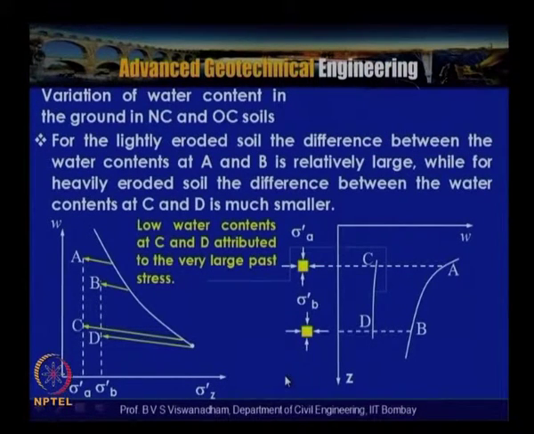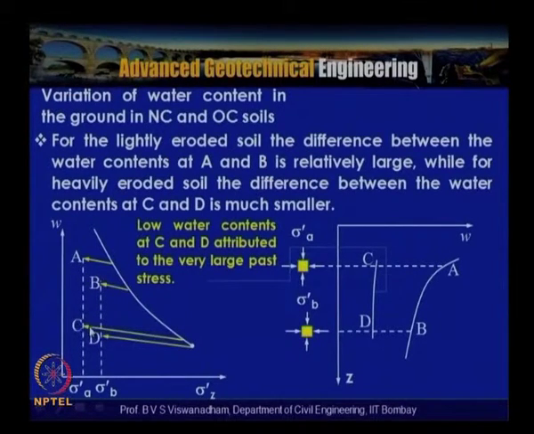Now what will happen is that for the lightly eroded soil, the difference between the water content at points A and B is relatively large, while for heavily eroded soil the difference between the water content at C and D is much smaller. Here the water content versus sigma dash z is shown. You can see this is the compression line, loading and unloading. The first limb refers to sigma dash A, and this is unloading. We have the loading and unloading portions, simplified here, and this is point B.